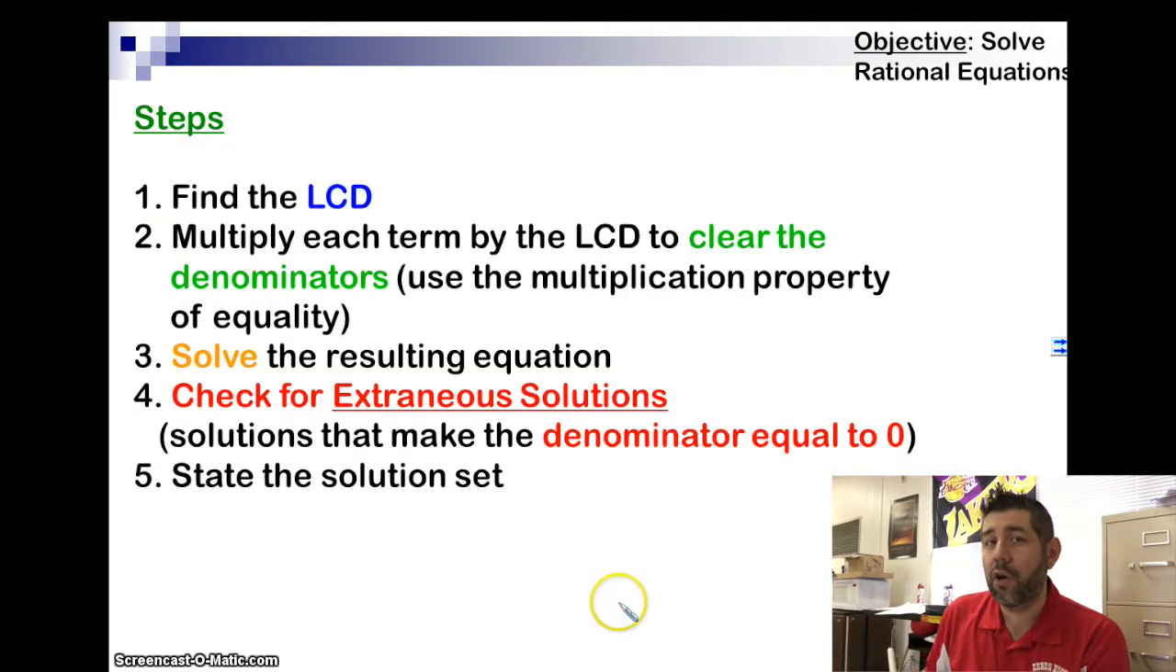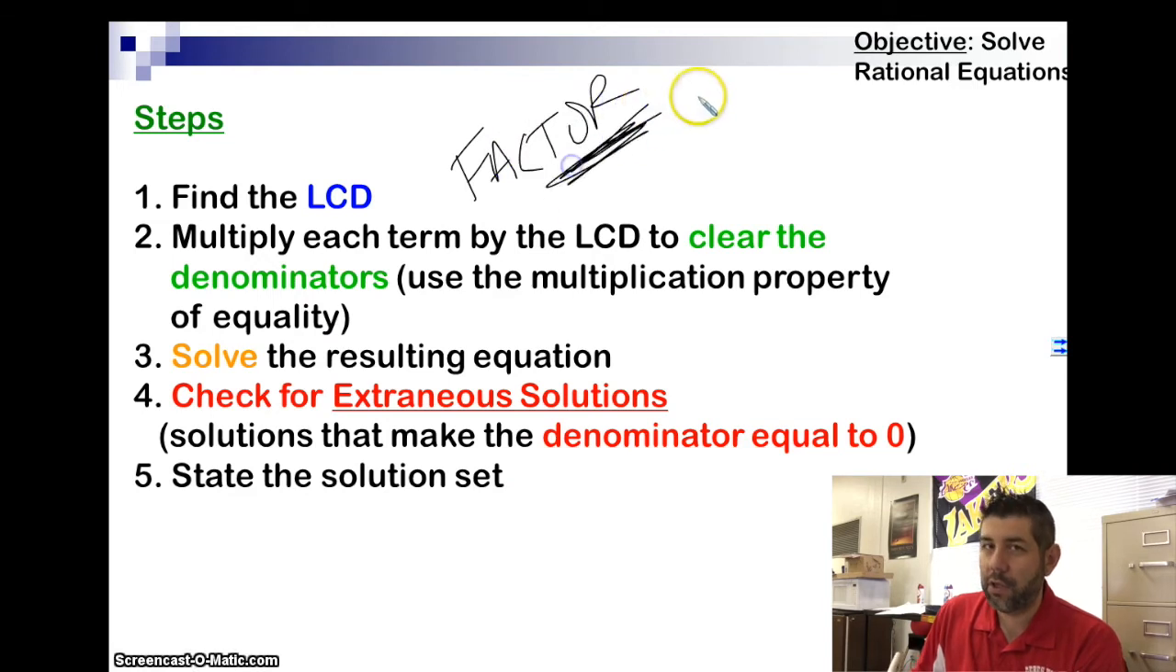Here are some steps for solving these rational equations. One thing to note is my big math F word, which is important here: factor. We may need to factor. Sometimes we don't, but most of the time, whenever you see a quadratic or squares, you're going to want to factor. Then we check for extraneous solutions. Extraneous means extra. It's not a solution that works, because it makes our denominator 0. Then we state our solution.